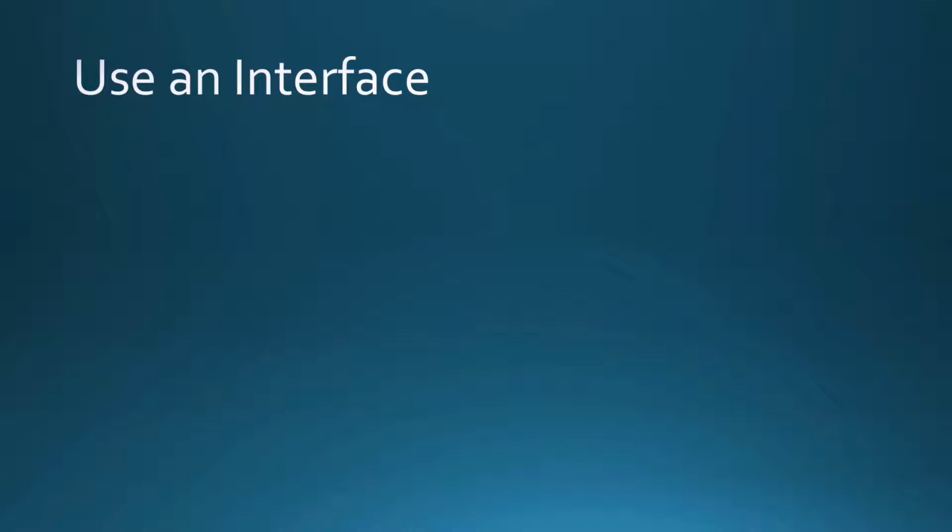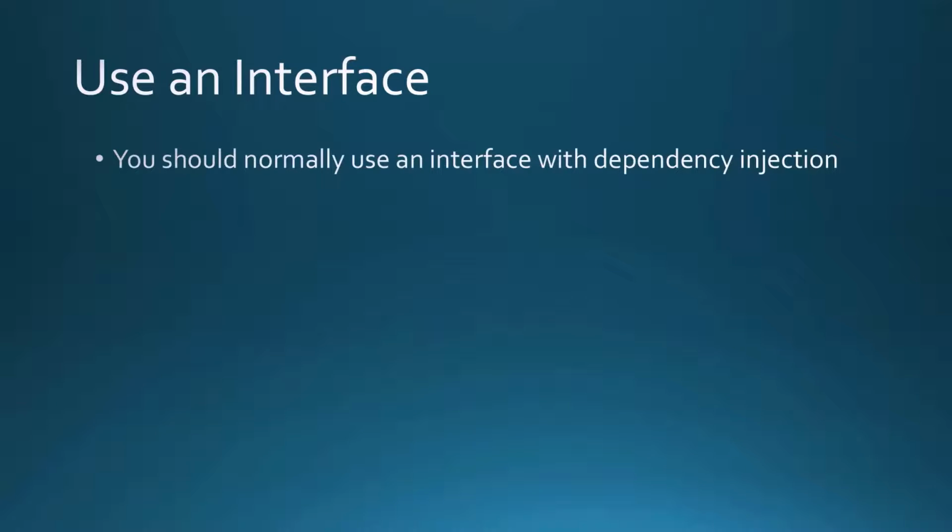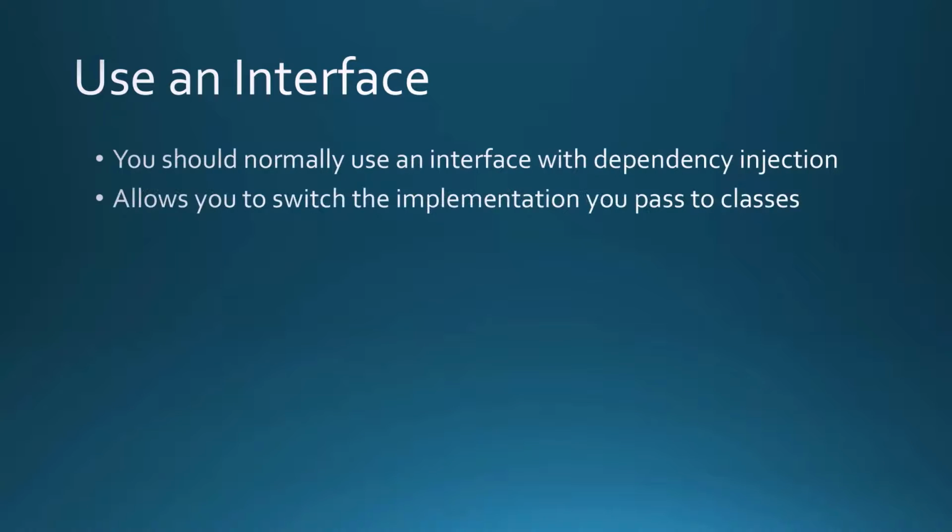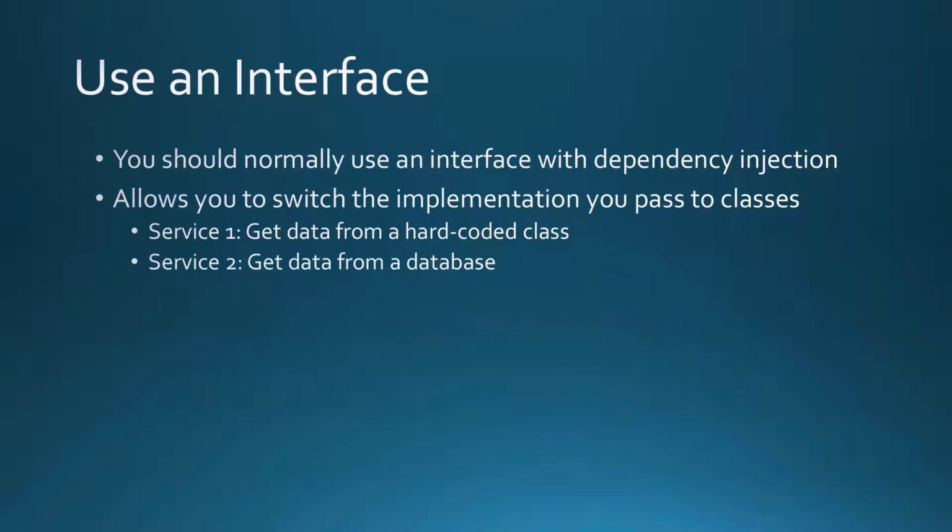Now, a simple settings class, it just has properties in it and doesn't really do anything. Doesn't call for an interface, but one of the things I mentioned was we should use an interface when we're using dependency injection. What that does, it allows you to switch the implementation you pass to classes. So like service 1 gets data from a hard-coded class. Service 2 gets data from a database. Service 3 gets data from an XML file.